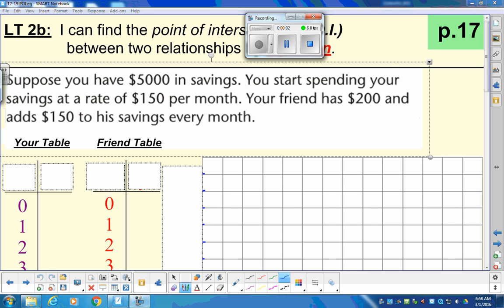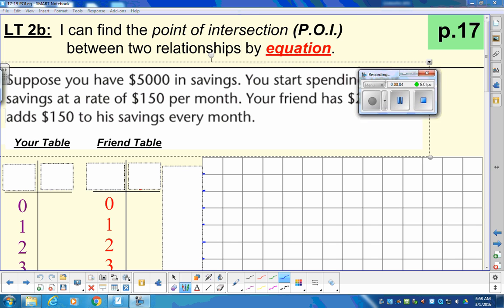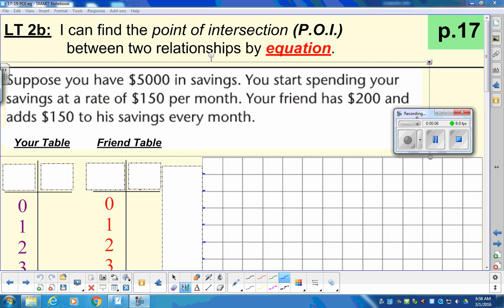Hey, eighth grade, so our learning target today is I can find the point of intersection, or the POI, between two relationships by equation. So we've talked about table and graph. We're going to do more specifically equation work today, but we will still compare it to the table and to the graph. So here's our first example.